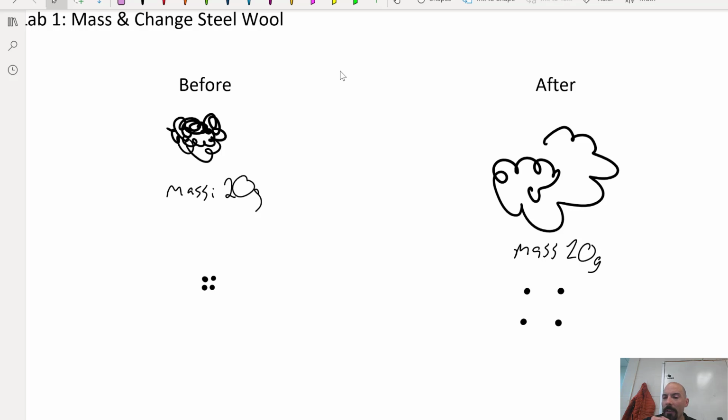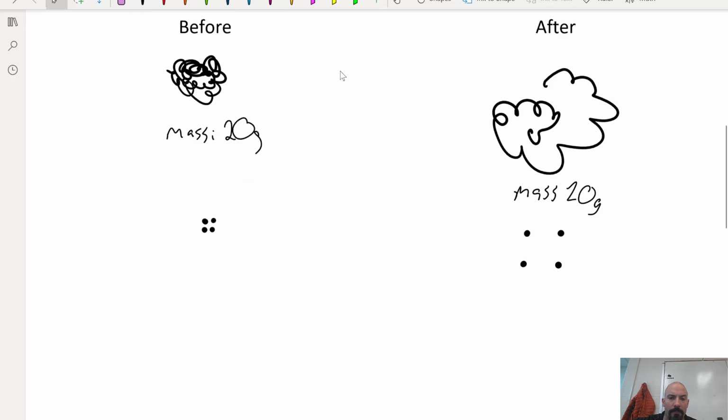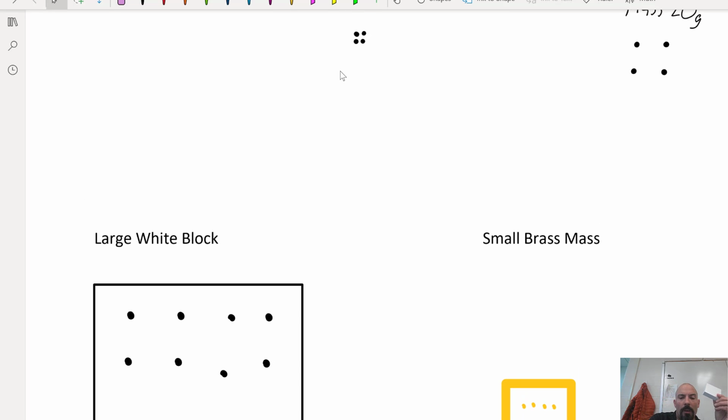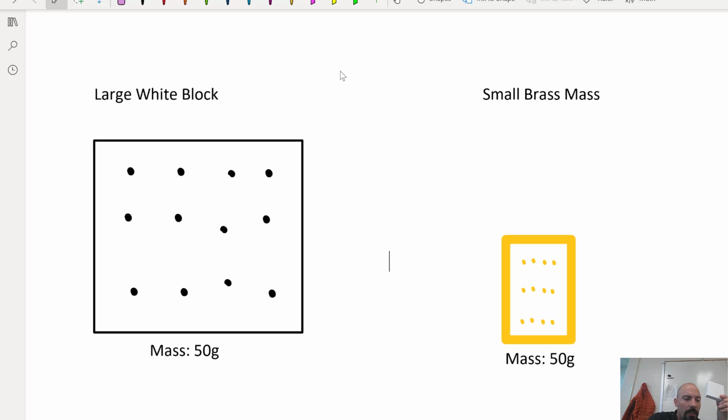So let's take a look at another example of density. Now, if we look at what we covered before, in our last lab, we had some white blocks and we had some brass. These guys are definitely far more dense than these white blocks. So the question is, how can we represent that? Let's take a look at a couple different options here and see if we can come up with the best way to do that.